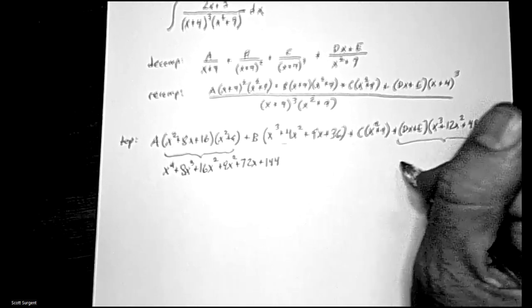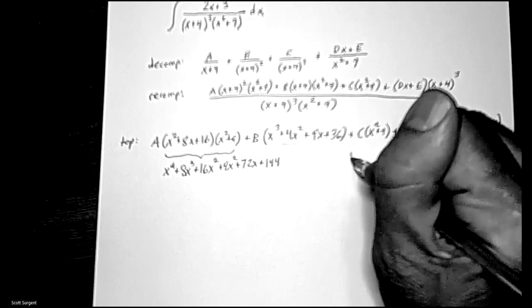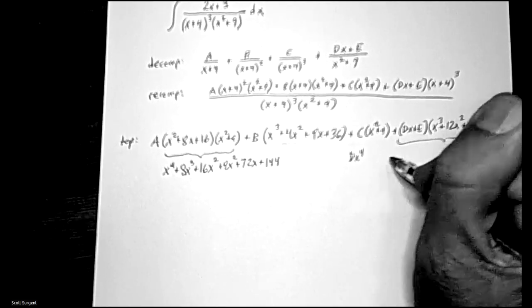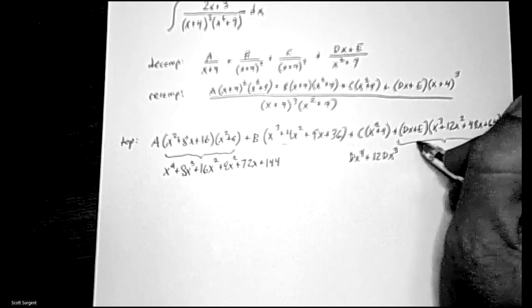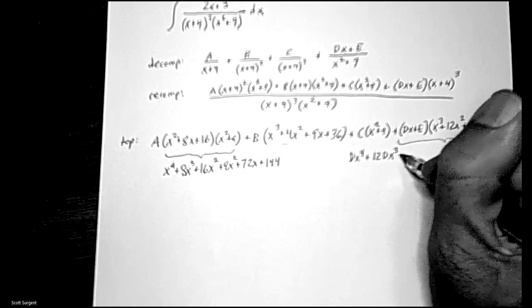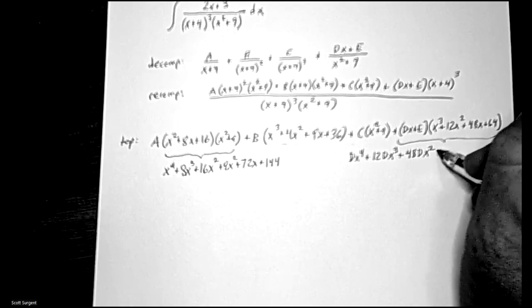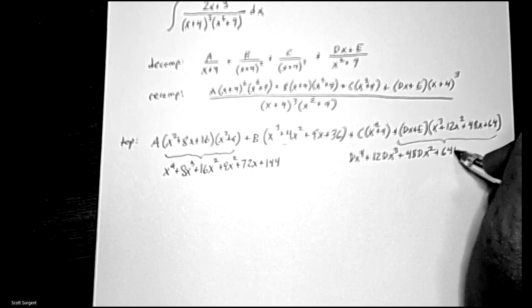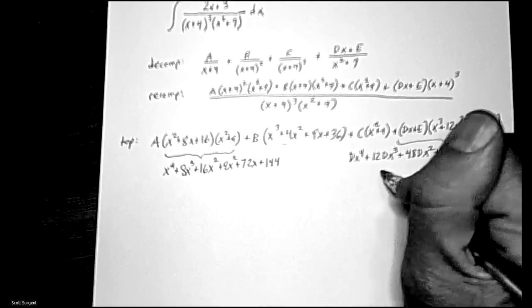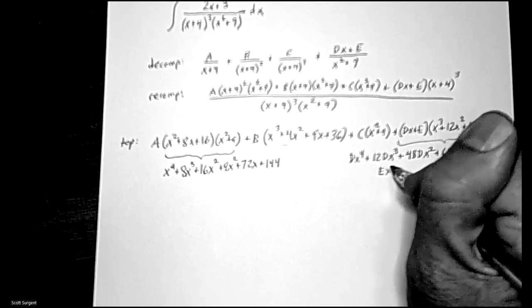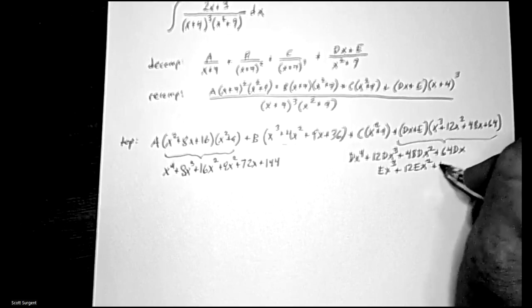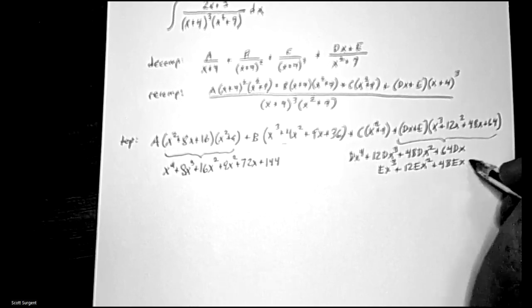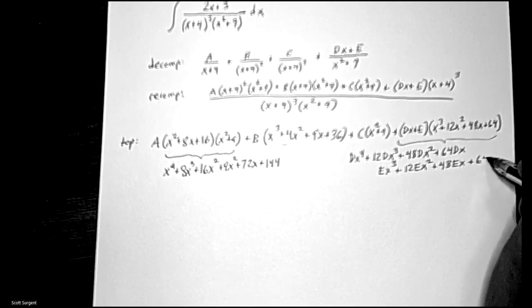Ugh. This is going to be dx to the 4th plus 12dx cubed plus 48dx squared plus 64dx. And then I have to move the e through. It's going to be ex cubed plus 12ex squared plus 48ex plus 64e.